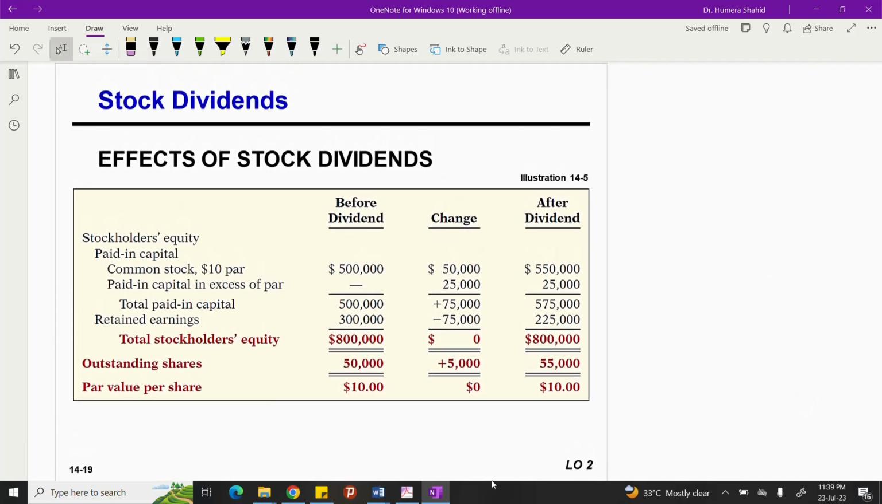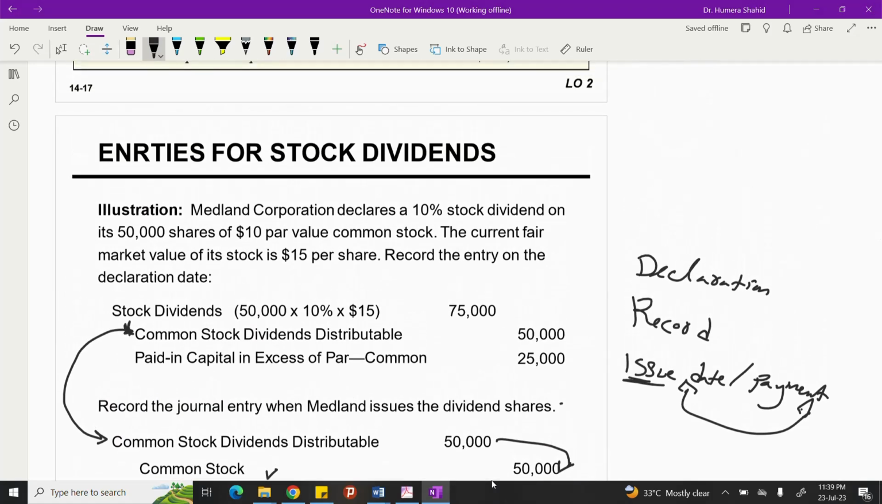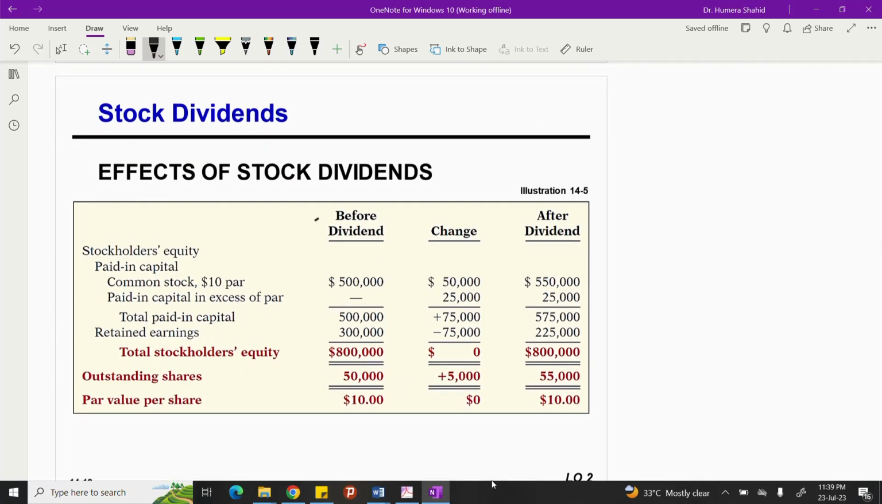So what are the effects of stock dividend on the owner's equity section? Let's have a look at it. In our example, before the dividend, the common stock was 500,000. Why? Because if you see the question, they said 50,000 shares, $10 par value. So, common stock, $10 par value, we have 50,000 shares. 50,000 multiplied by 10 is 500,000. We didn't have any information about paid-in capital in excess of par before the dividend. There was nothing in this account. So total paid-in capital was 500,000.